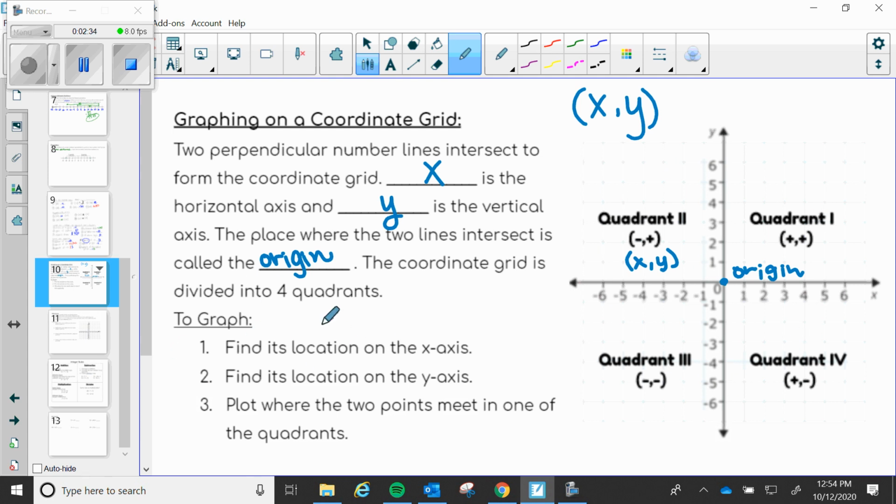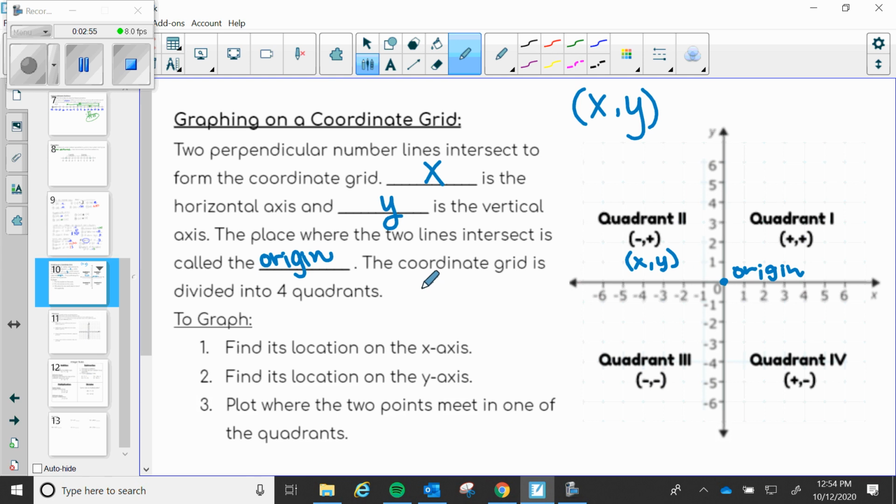So to graph a point on the coordinate plane, you first have to find its location on the x-axis because your x coordinate always comes first. Then you find its location on the y-axis based on the y coordinate. And then you plot where those 2 points meet in one of the quadrants.